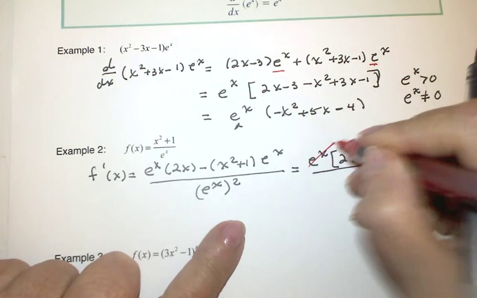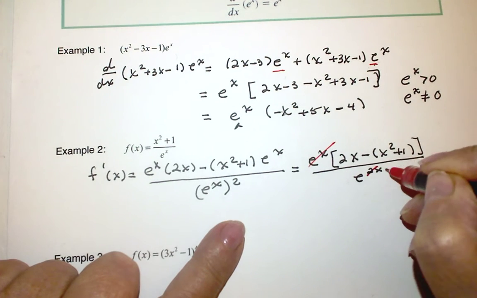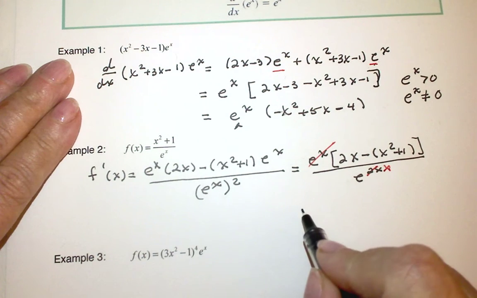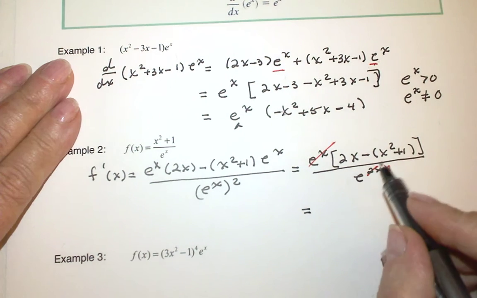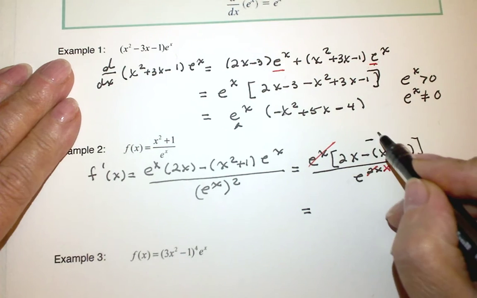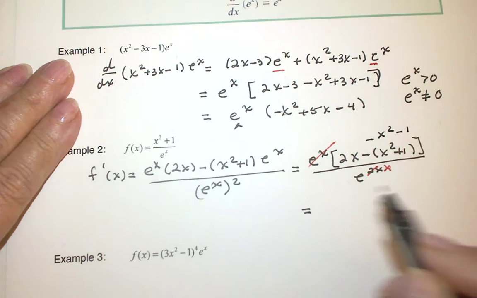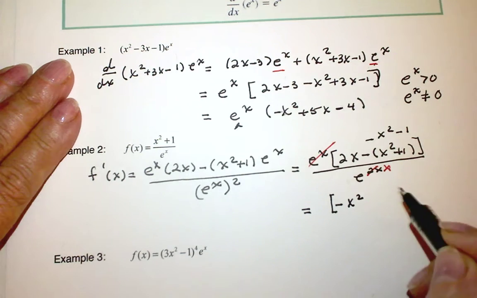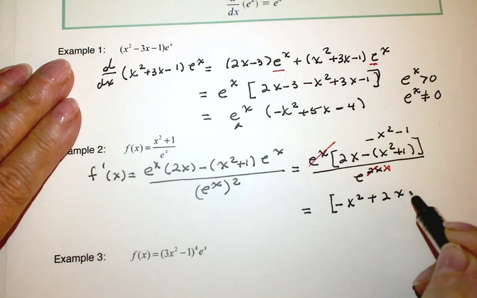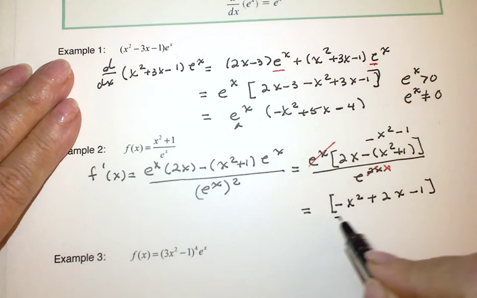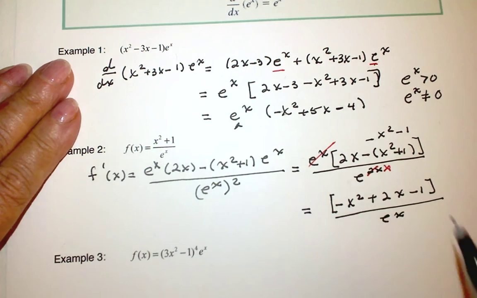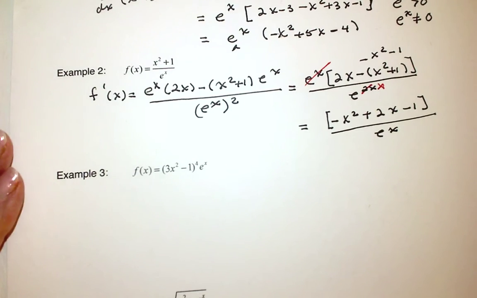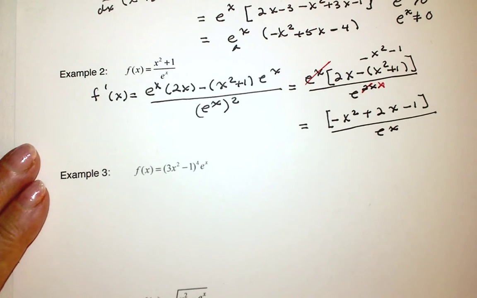And an e to the x is going to reduce out, so that this then is going to become a minus x squared plus 2x minus 1 all over e to the x. I think I'm about done simplifying.